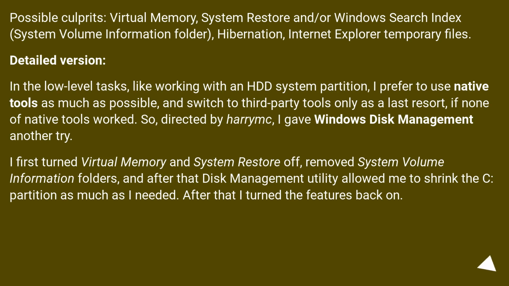Detailed version. In low-level tasks, like working with an HDD system partition, I prefer to use native tools as much as possible, and switch to third-party tools only as a last resort, if none of the native tools worked. So, directed by a hint, I gave Windows Disk Management another try. I first turned virtual memory and system restore off, removed System Volume Information folders, and after that the disk management utility allowed me to shrink the C partition as much as I needed. After that I turned the features back on.